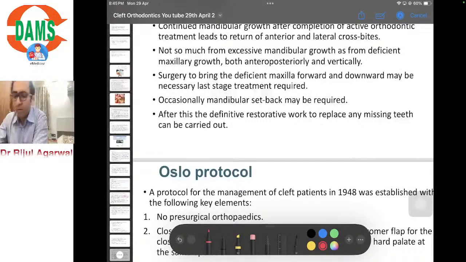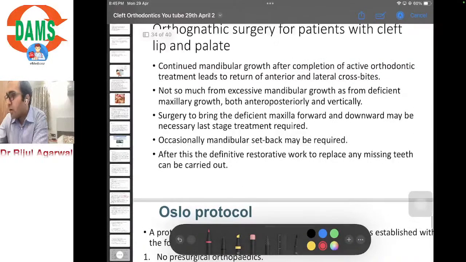Surgical protocol: Le Fort surgery and BSSO are the same as done for any normal orthodontic patient and for a cleft patient. So I'm not discussing Le Fort surgeries and BSSO in this class.